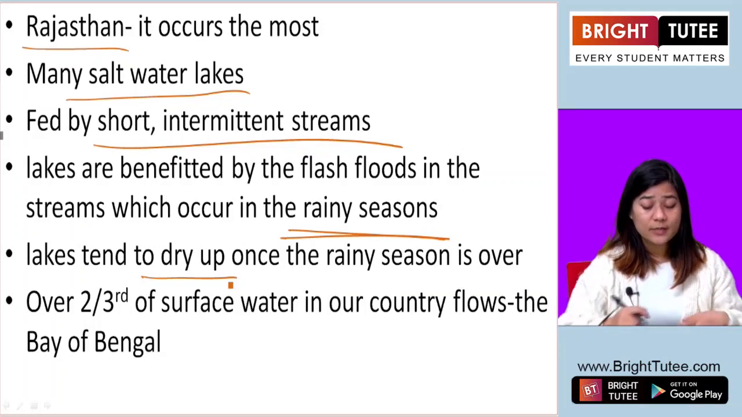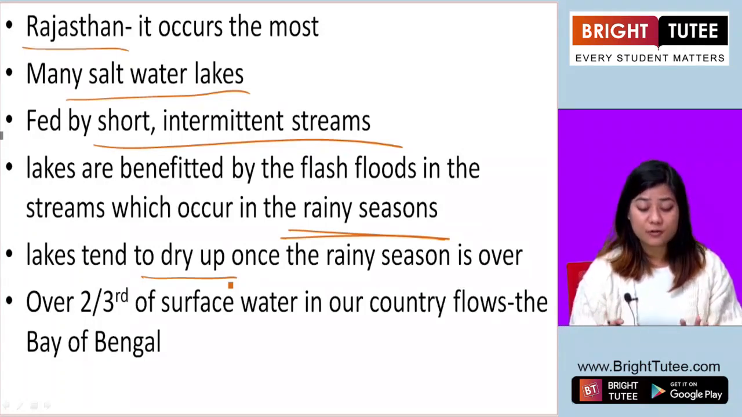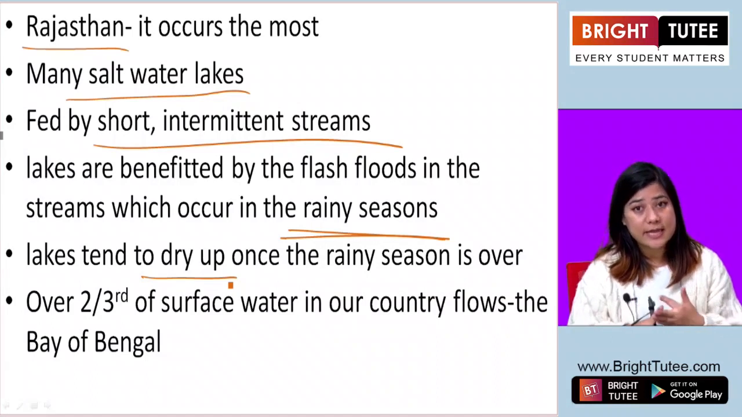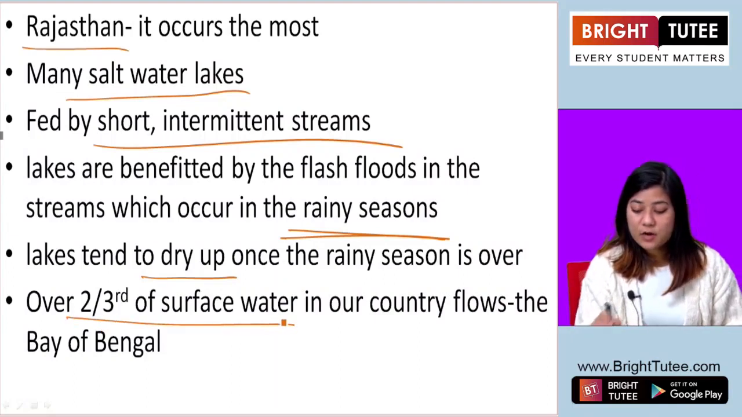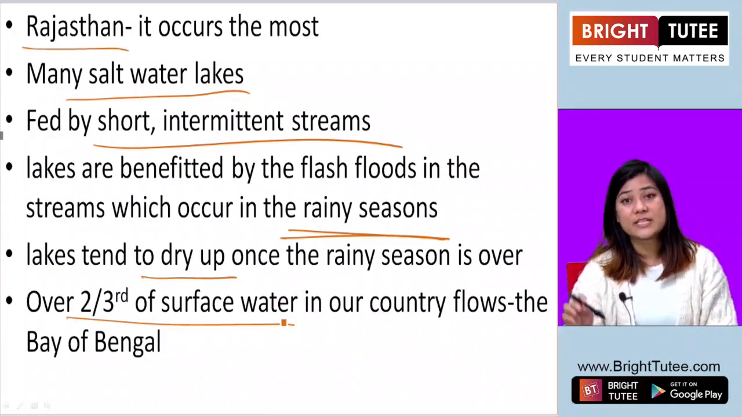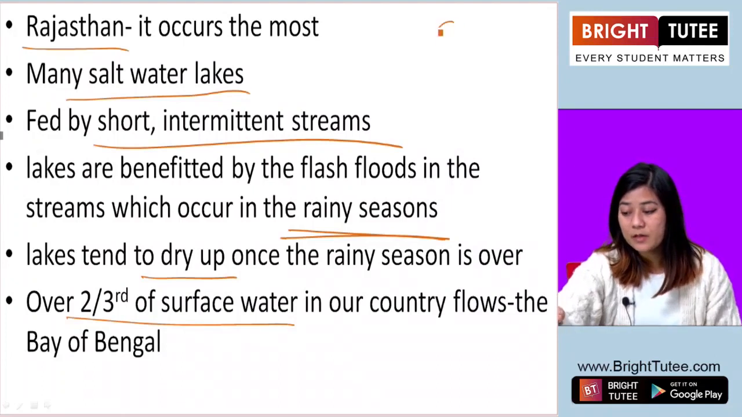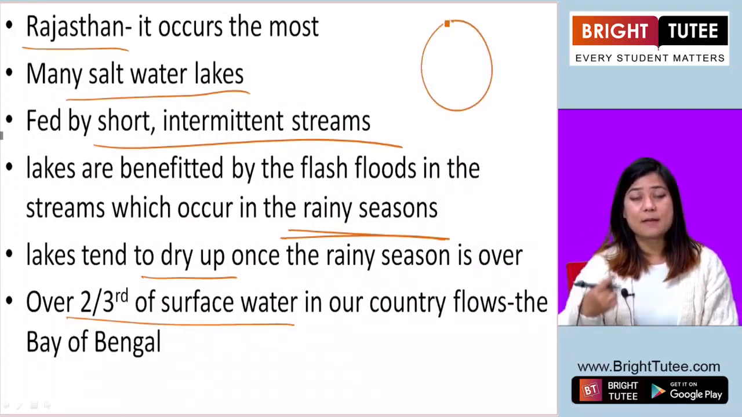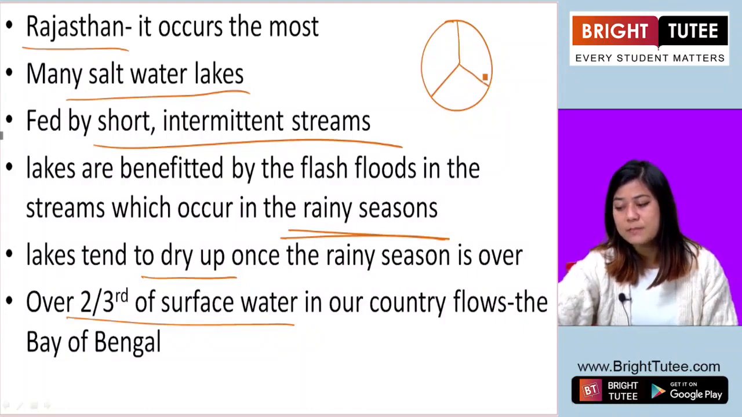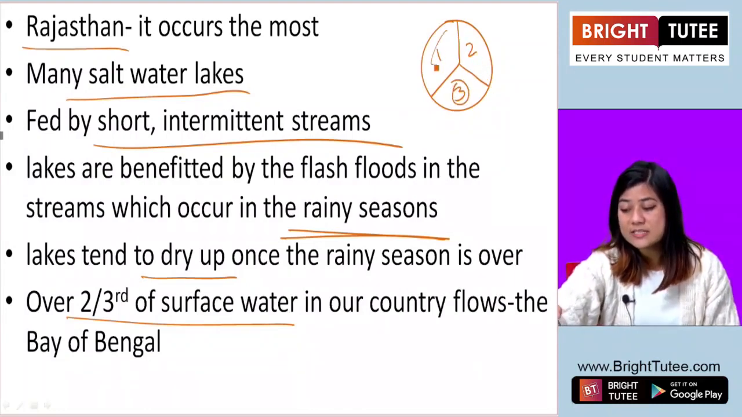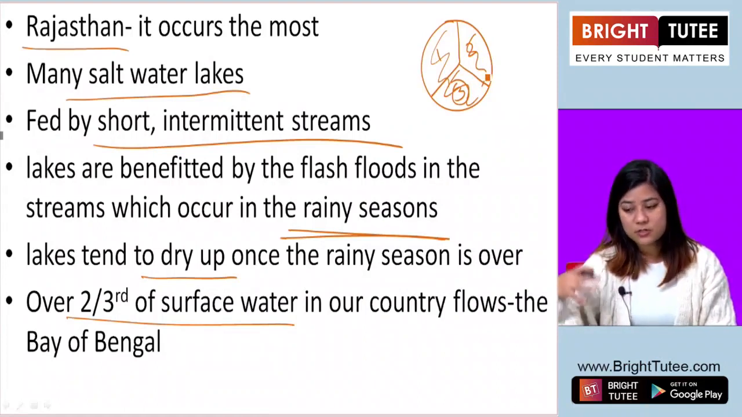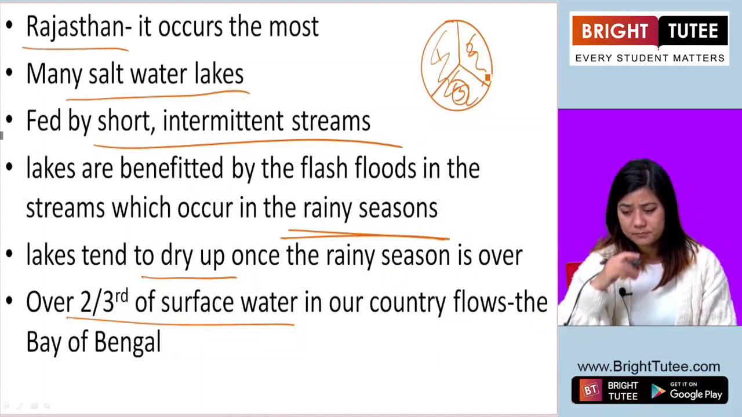Now, if we look at the drainage system of our country, all the rivers and lakes that we just learned about, two-thirds of the surface water that we have in our country drains into the Bay of Bengal. That means if we divide the amount of rivers and lakes we have in our country into three parts, 1, 2, 3, these are all the surface water, the water on the surface: the lakes, the rivers, the lagoons, etc. The rivers and lakes basically.